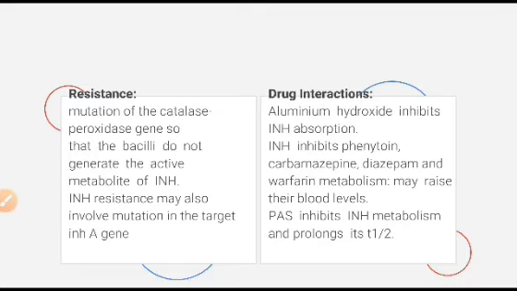It inhibits phenytoin metabolism and potentiates phenytoin toxicity. Aluminum hydroxide inhibits INH absorption. INH inhibits carbamazepine, diazepam, and warfarin metabolism. PAS inhibits INH metabolism and prolongs its half-life. Just remember, these are very, very important drug interactions.